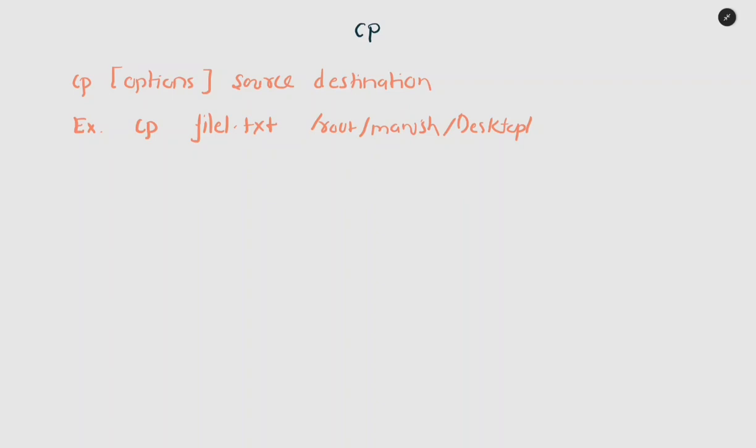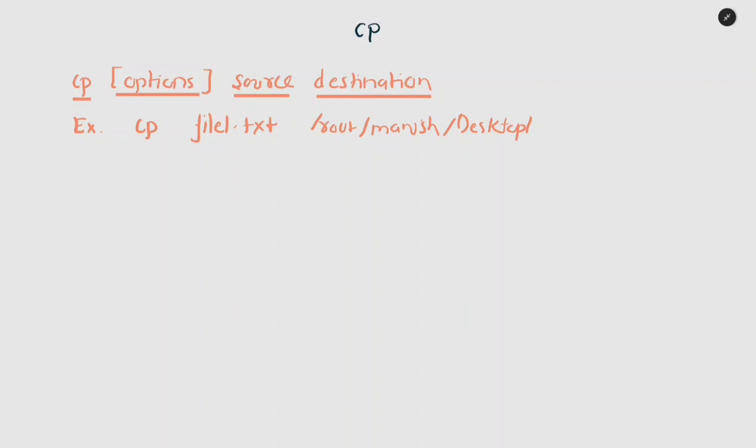So the basic syntax for the cp command is: cp options source destination. Here source is the file or directory you want to copy, and destination is where you want to copy the source. You can also specify some optional flags to modify how the command works.